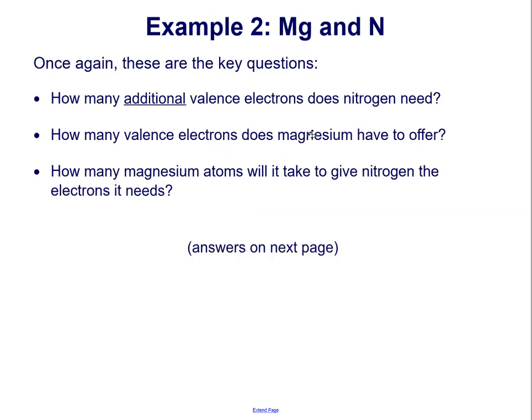Once again, these are the key questions. How many additional valence electrons does nitrogen need? How many valence electrons does magnesium have to offer? How many magnesium atoms will it take to give nitrogen the electrons it needs? The answers are on the next page.